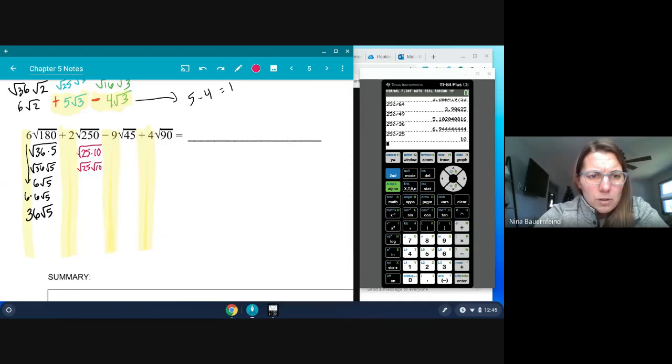So the square root of 25 is 5. So this is going to simplify to 5 root 10. That's the first thing to do. And then, like Javaris was saying, we'll bring down our 2. And it's a positive 2. So 2 times 5 is 10. So this is going to become plus 10 root 10.